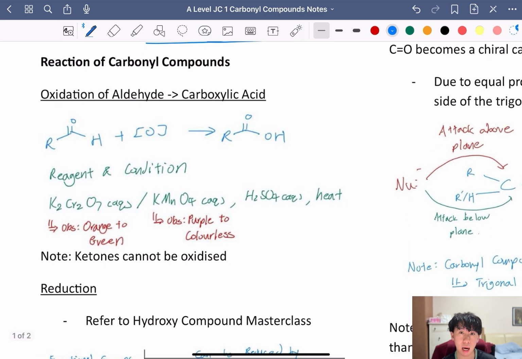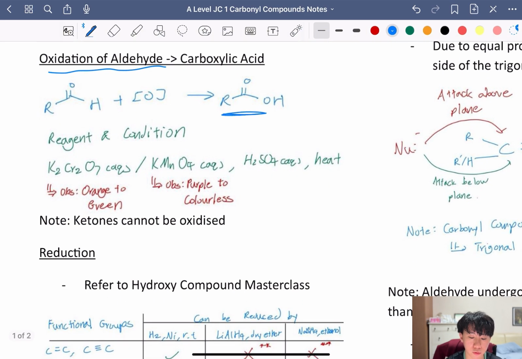As for reactions of carbonyl compounds, you can oxidize your aldehyde into carboxylic acids. We briefly ran through this in hydroxy compounds, but this is just for you to take note that when aldehydes further undergo oxidation, they can turn into carboxylic acids, such as the one over here.